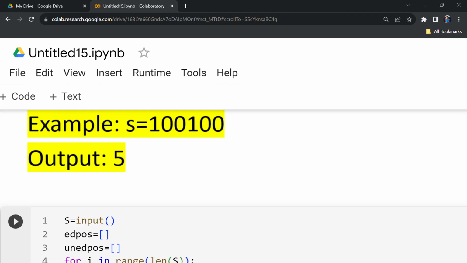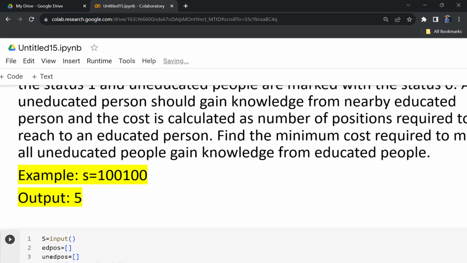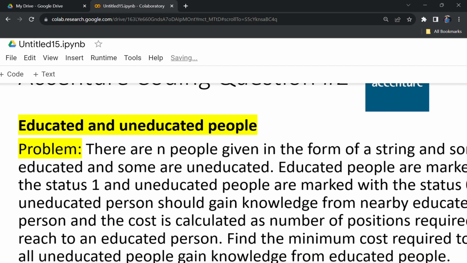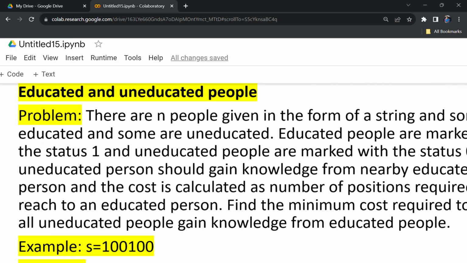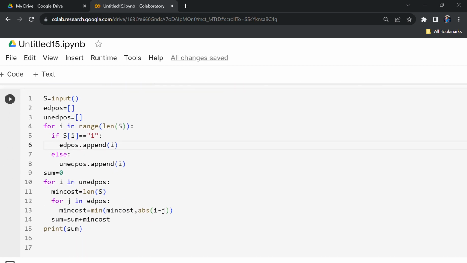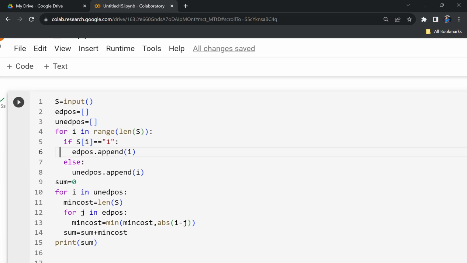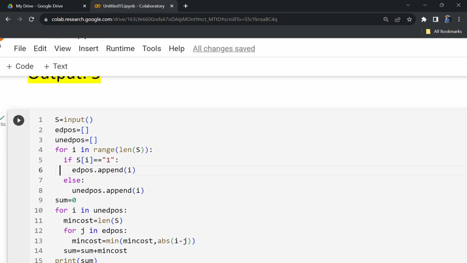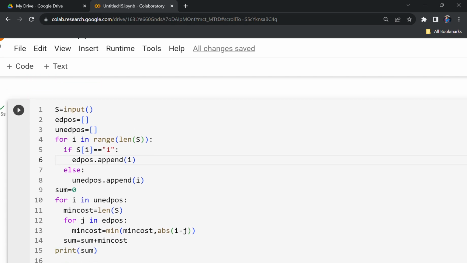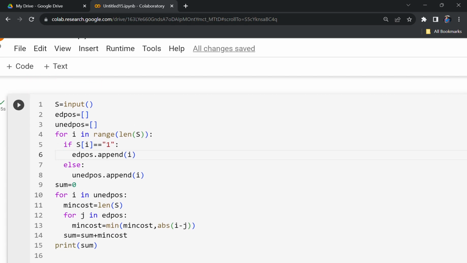I hope you understood this code. If you want to have this code, you can pause the screen and you can have the code. And try to analyze this with pen and paper, then you can easily understand this. Okay, thank you.